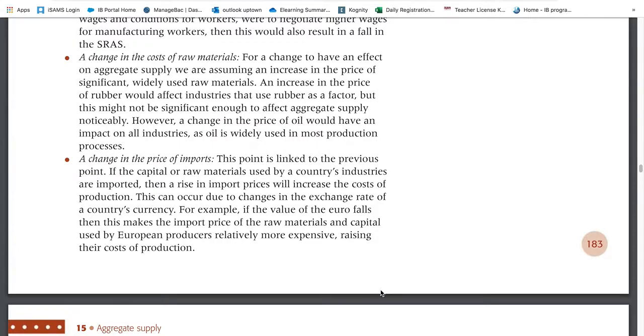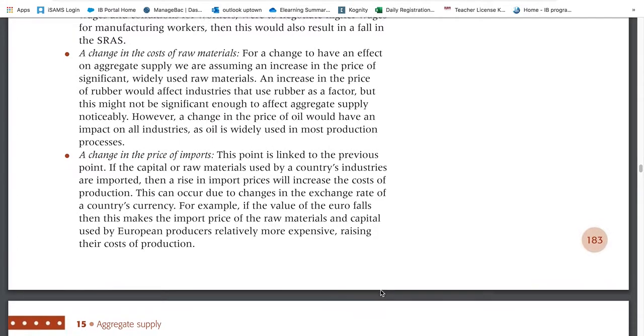Another item that could cause a shift would be a change in the cost of raw materials. We use those raw materials to create any products and output. So once again, if you have a product that includes rubber, and now there's all of a sudden an increase in cost for whatever reason in rubber, or changes in the price of oil, if oil is part of your industry, that can really impact the cost of your overall production. So that would cause a shift, a change in the cost of raw material.